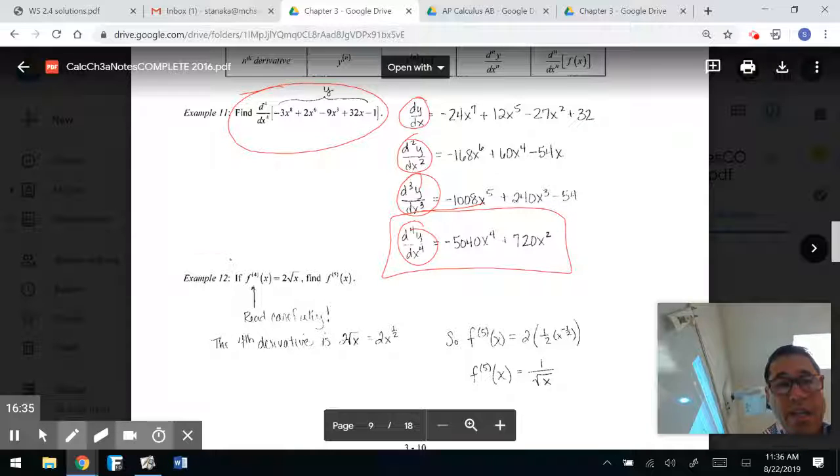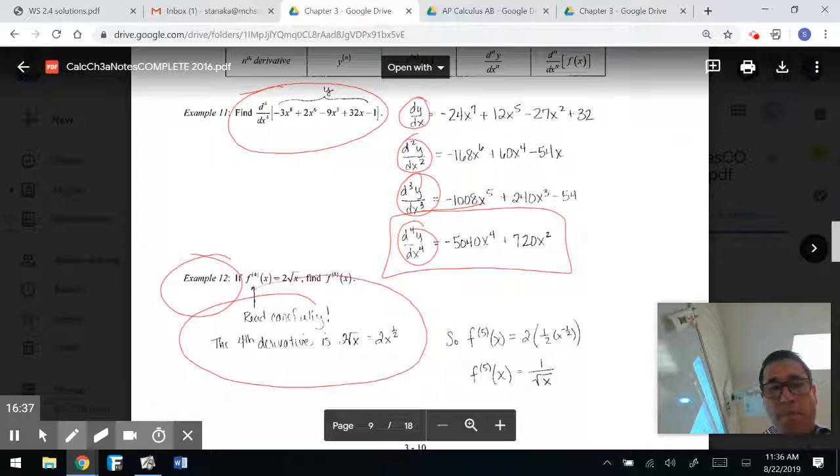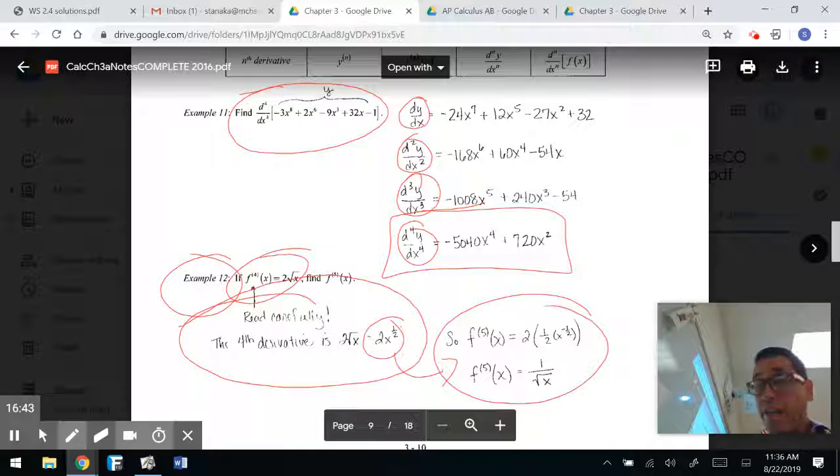All right, here we go. Example 12. Once again, you just have to be careful. Okay, let's rewrite that bad boy. That is the fourth derivative. So you just have to find one more, and that's your fifth derivative.